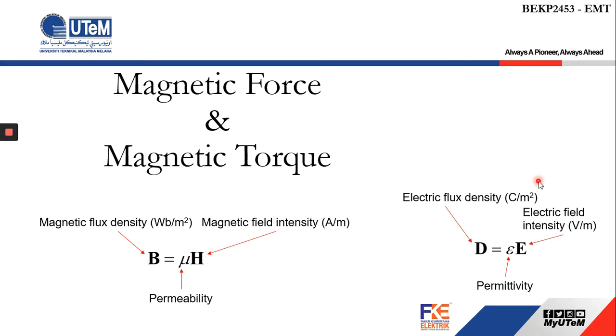Both are measured in the unit per meter squared. So one measures the charge, one measures the magnetic flux. And we have E. E refers to the strength of the electric field. So when we compare, the strength of the electric field is measured in volt per meter, and the strength of the magnetic field is measured in ampere per meter. And we can find D from E or E from D using this equation here, where epsilon is the permittivity.